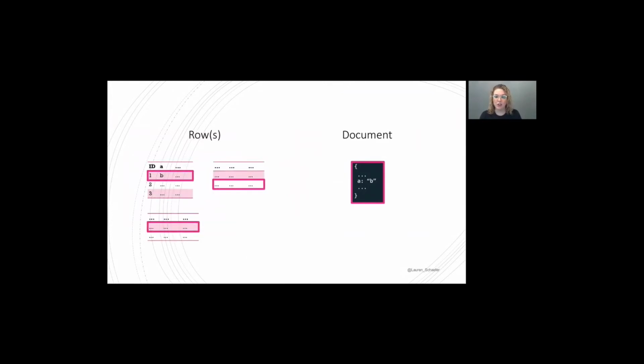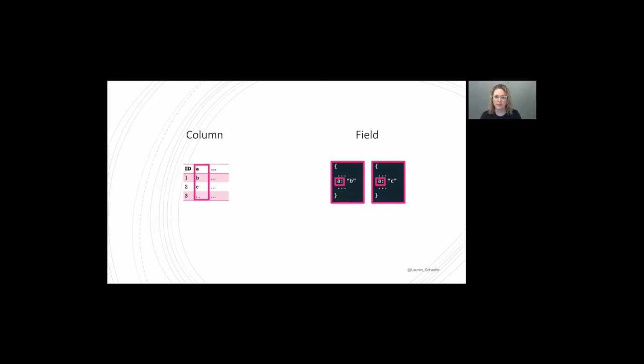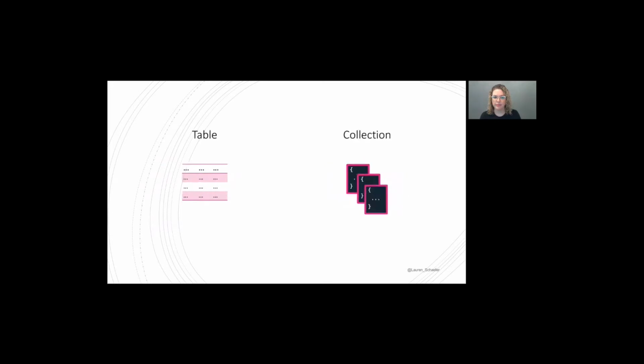Or, depending on how you've normalized your data, rows from multiple tables could map to a single document. A column maps roughly to a field. In a relational database, groups of rows are stored in tables. In a document database, groups of documents are stored in collections. So tables map to collections.